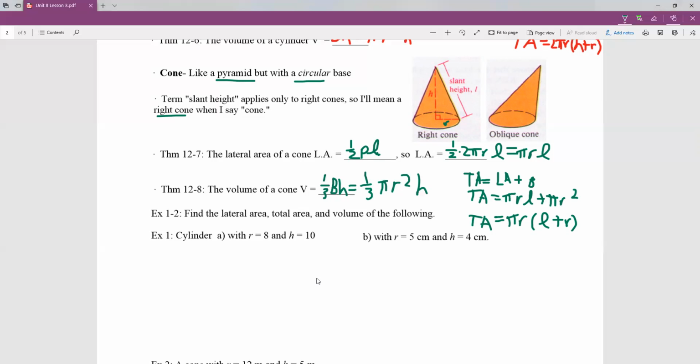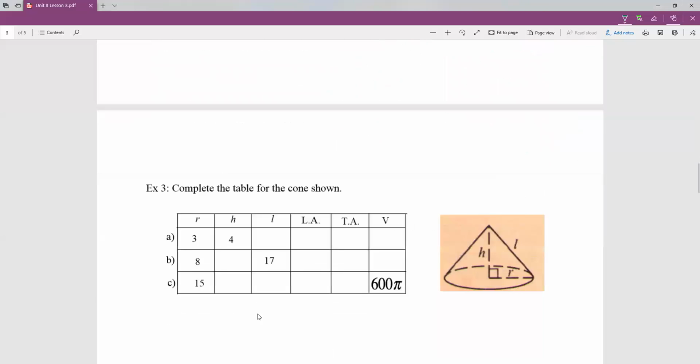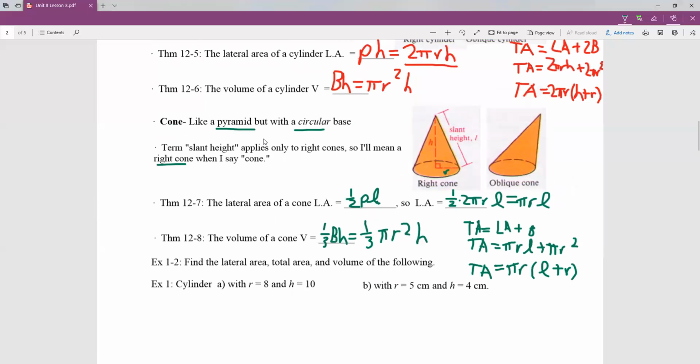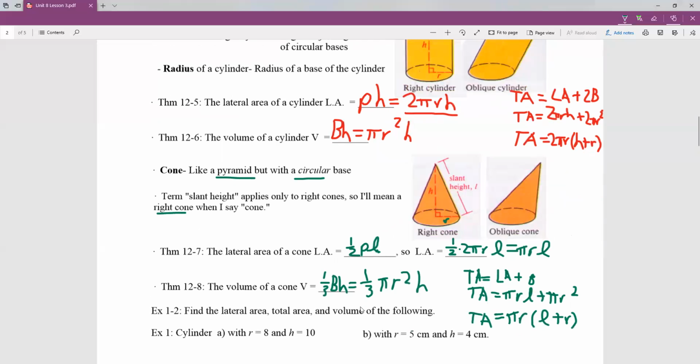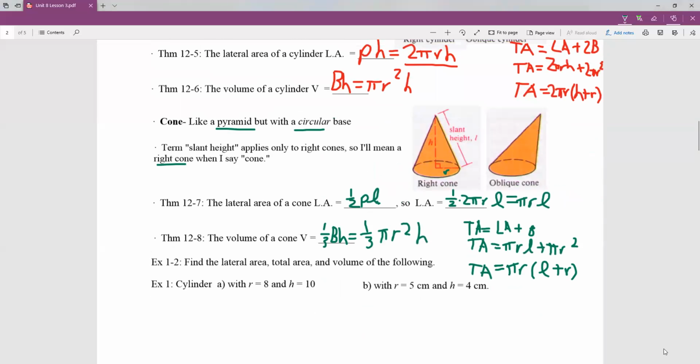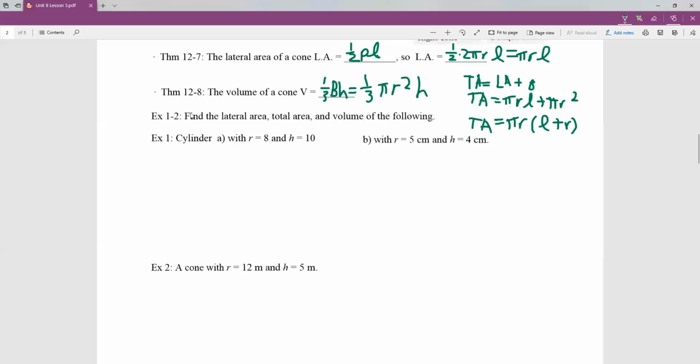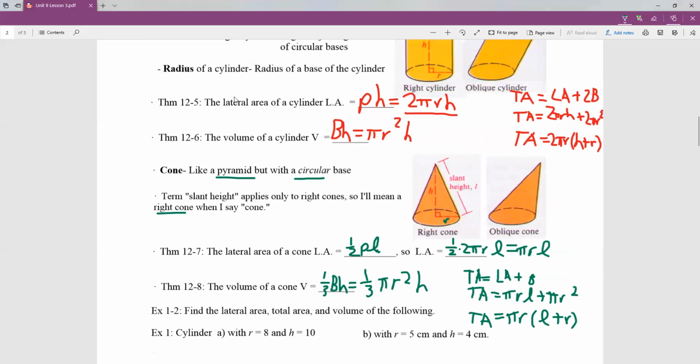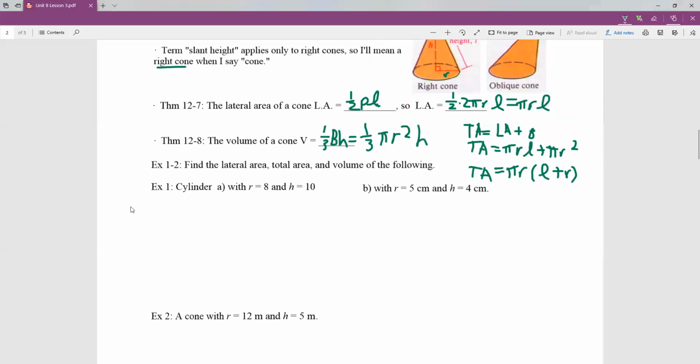Cool. All right. So let's do a couple of examples. That's the bulk of the lesson, is just knowing these formulas and knowing what the different properties are. So here, for example 1 and 2, find the lateral area, total area, and volume of the following. So a cylinder with a radius of 8 and a height of 10. So let's start off. Let's do the lateral area. This is a cylinder. I'm going to do this in red just so that we're all on the same page.